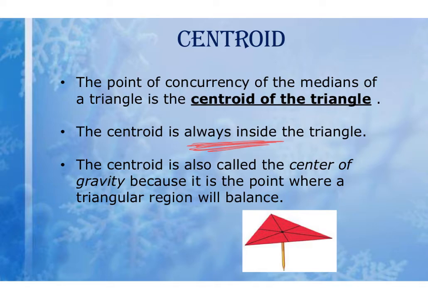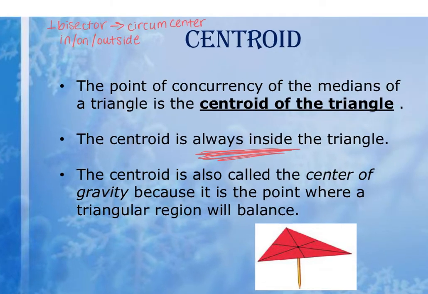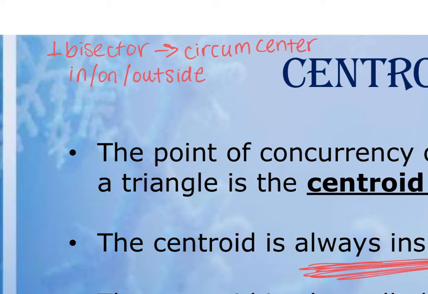Go ahead and up at the top of your page, I want you to write perpendicular bisector. Means circumcenter. That could be in, on, or outside your triangle. And then go ahead and write angle bisector. That's going to be your incenter. And that will always be inside.